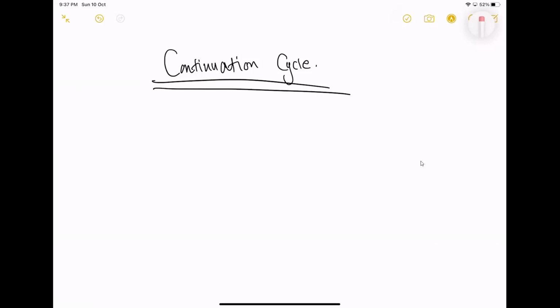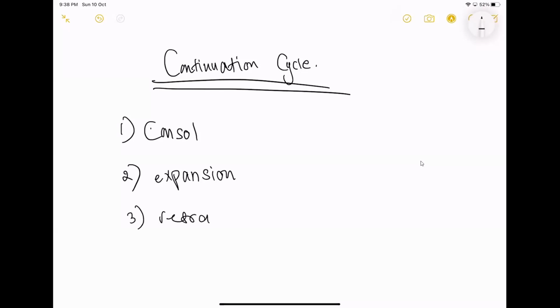Number 1 is... yes, consolidation. Then, retracement, reversal. Okay. Retracement, and then reversal. Good. Retracement and then reversal.